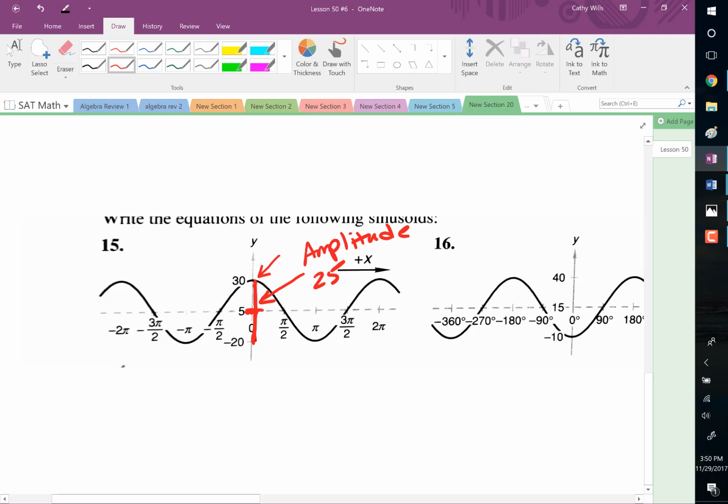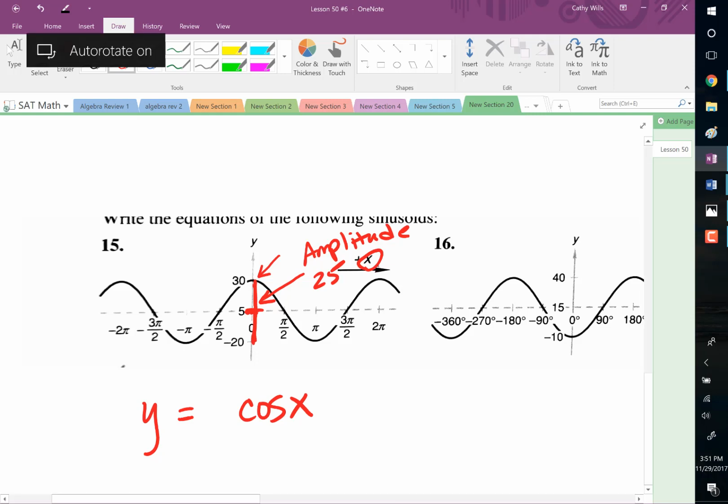All right, so this graph has been scooted up 5 units, it's been translated up 5 units, and the amplitude has been stretched to 25. Everything else about it looks just like the regular cosine graph. So we have to change the equation from y equals cosine x to indicate what's happened to it. All right, so y equals cosine x is what this would have been, or cosine theta in this case, there's an x here, so we're going to say x instead of theta.